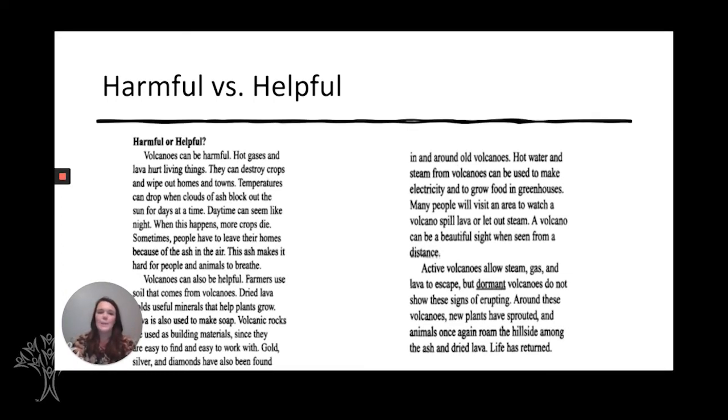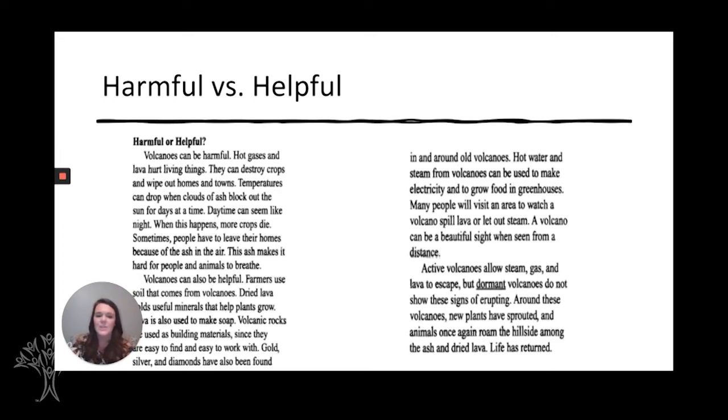Now, let's think about our purpose for reading today. Not only are we learning about volcanoes and how they are both harmful and helpful to living things, but we are also thinking about how the author wrote this passage to inform us about volcanoes. So how does each section build up to the end of the text? How are the ideas developing from the beginning of the passage to the end?